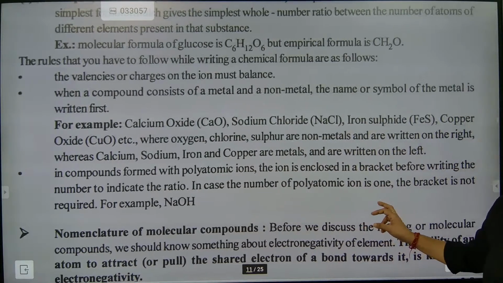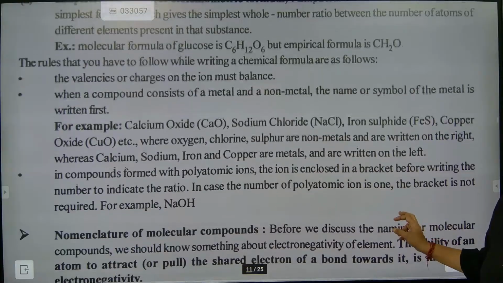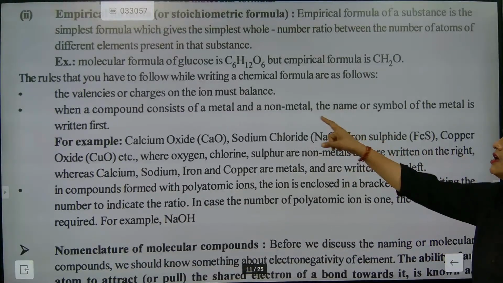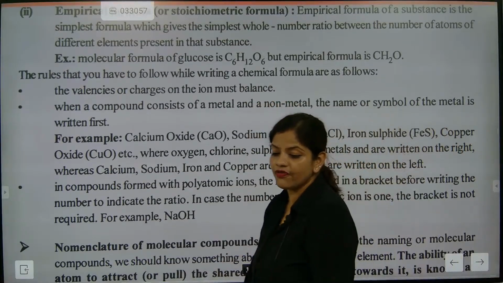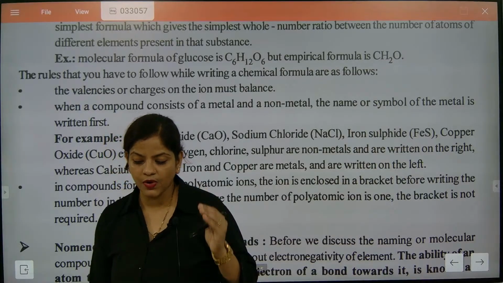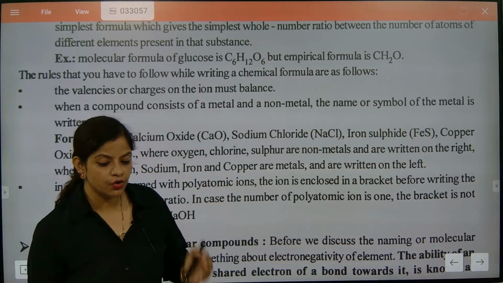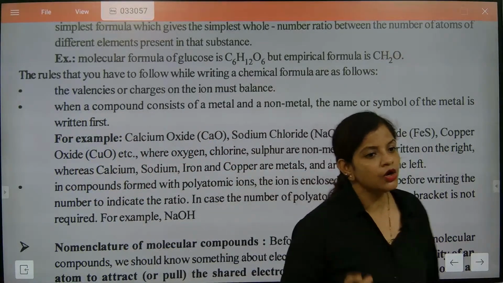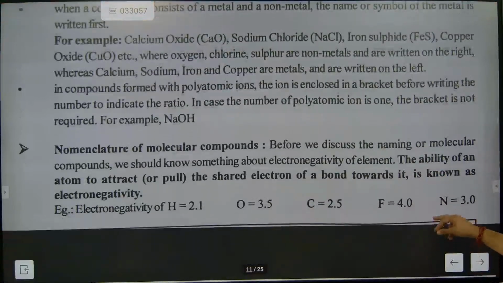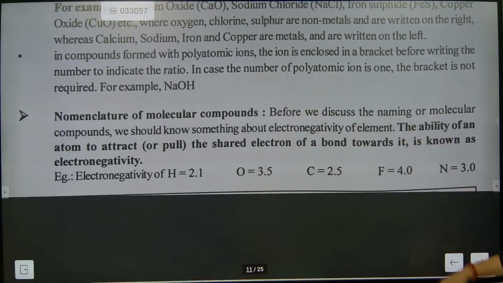Understood now? So now we have understood that the valency and charges of ions must be balanced. This is one of the most important rules we have. So now we will be going for nomenclature. What is the meaning of nomenclature?